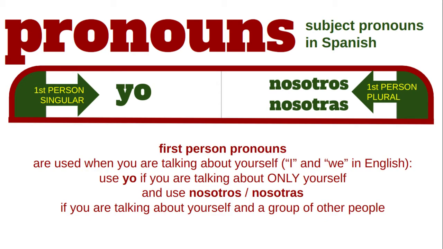So the first person pronouns that go at the top of the chart in Spanish are yo, nosotros, and nosotras. The singular form on the left side of the chart is yo. That means I, and that's what you'll use when you're talking about yourself. The plural forms on the right side of the chart are nosotros and nosotras. And both of those mean we, so you use those when you're talking about yourself and a group of people. If the group of people includes guys, you'll say nosotros. If the group of people is entirely girls, you will say nosotras.